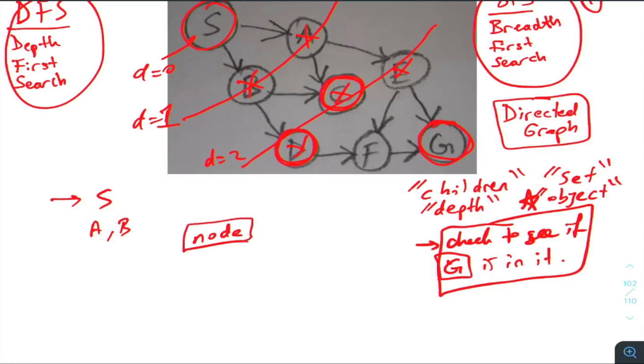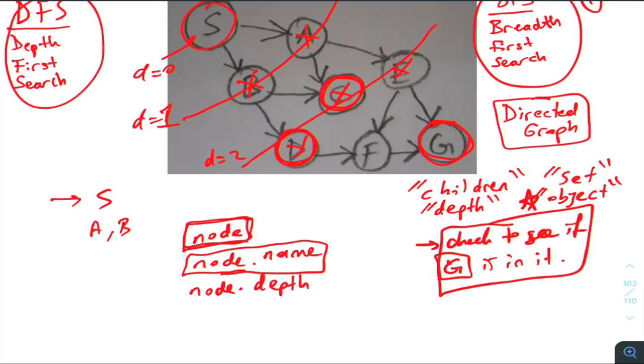Let's consider the node. A node, for example, has a name. If we have the node object, the node object has a name, and we can recover or get the name by using dot notation. And a node has a depth, a node has a parent, a node has children.